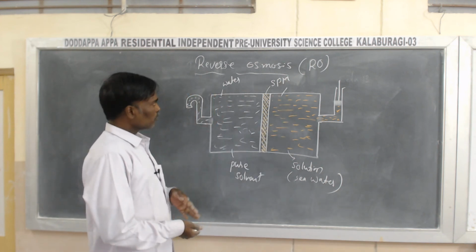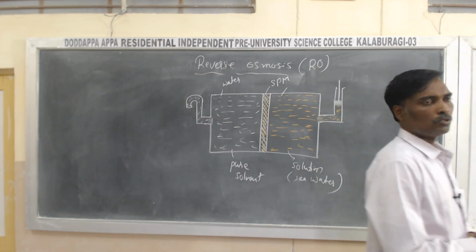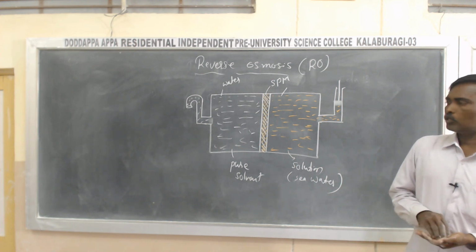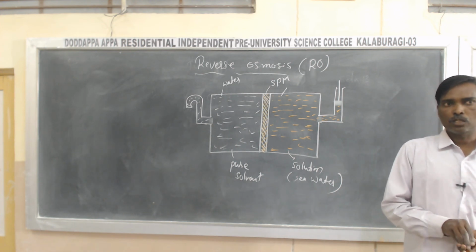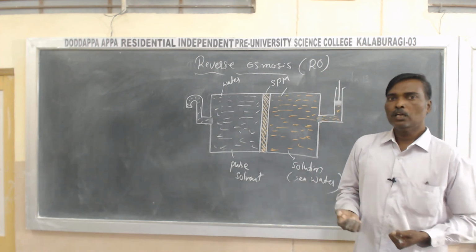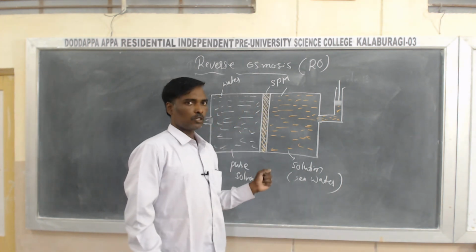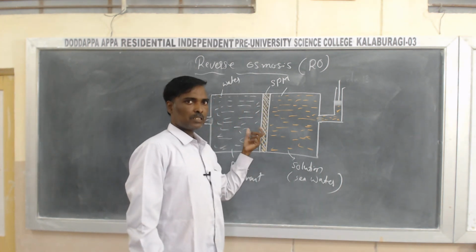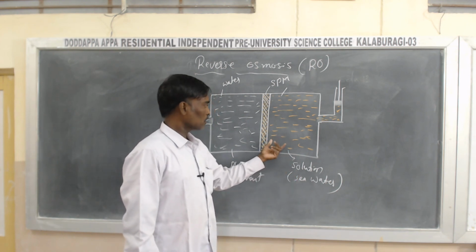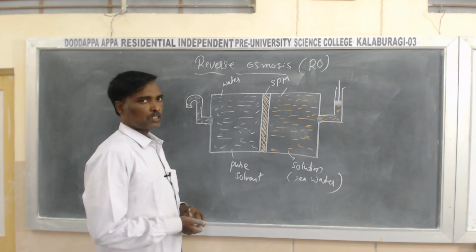Now, this reverse osmosis process nowadays is famous. You know about RO water, the reverse osmosis process. So the water is purified by the method called reverse osmosis. Okay. So here this method is used for desalination of water, the removal of salt from the water. Now, students, let me explain how this reverse osmosis takes place.